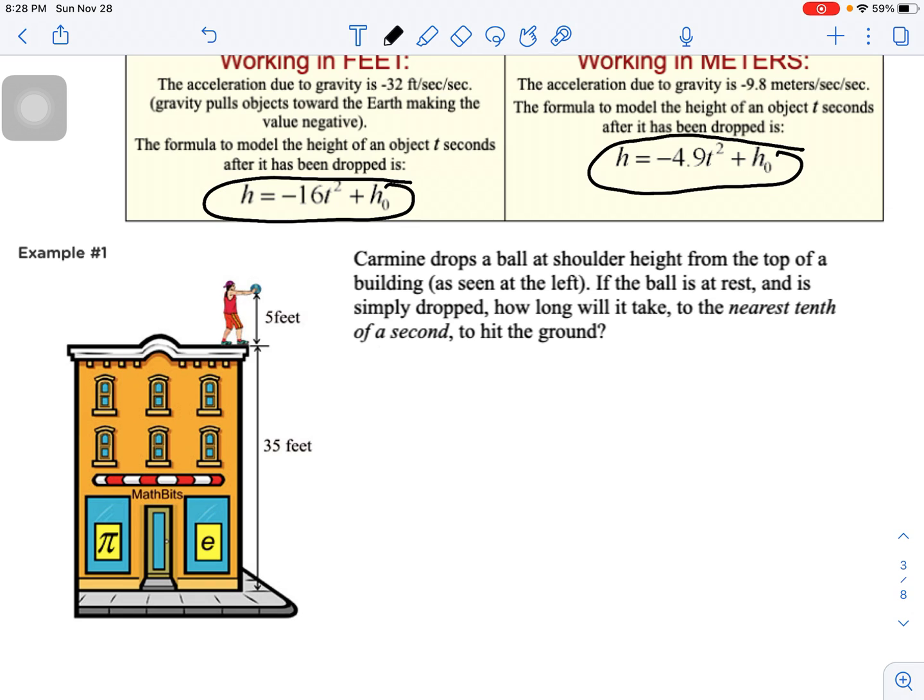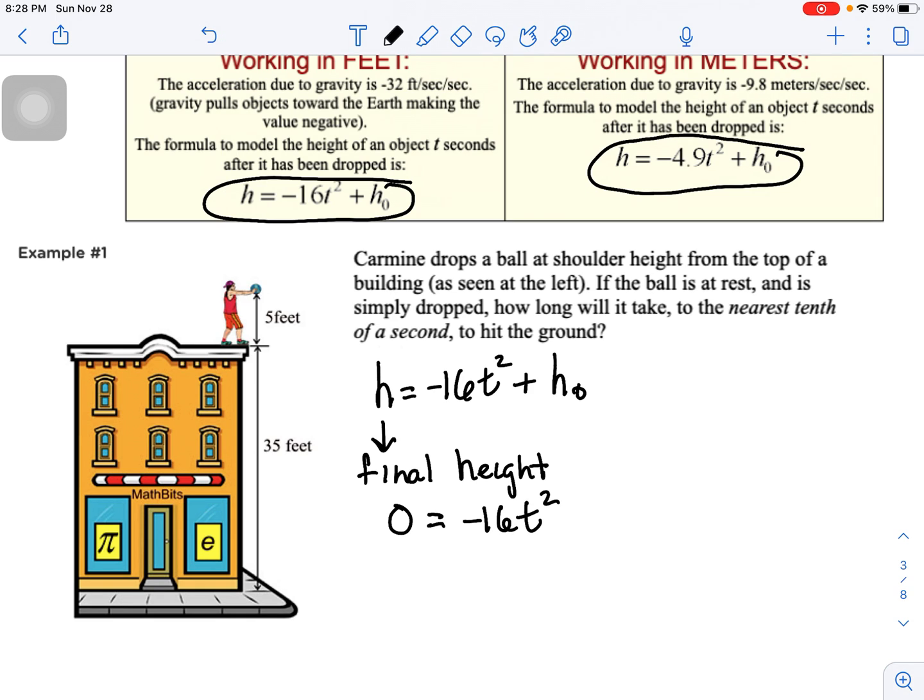So notice that the units are in feet, and so we're going to use the equation h equals -16 t squared plus h sub 0. Notice it says, how long will it take to hit the ground? Okay, well, if the ball is hitting the ground, then the final height of the ball is 0.